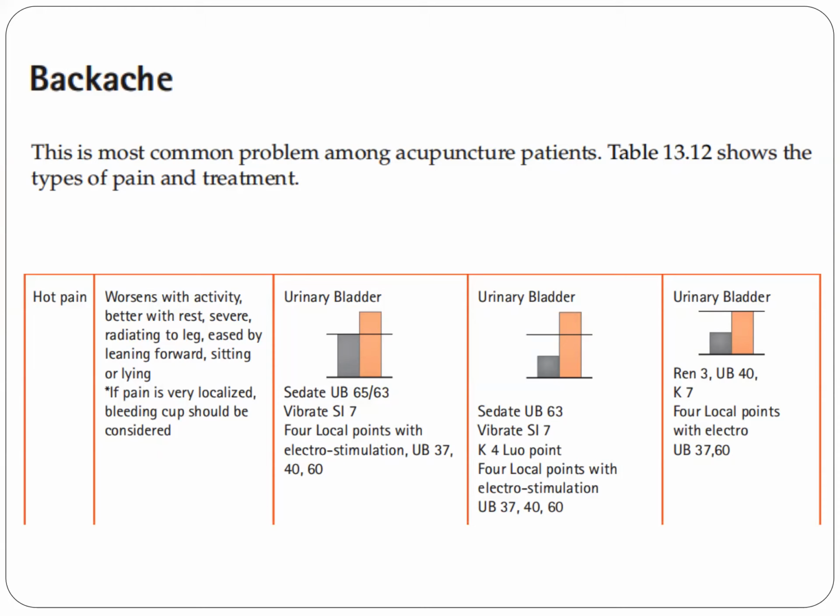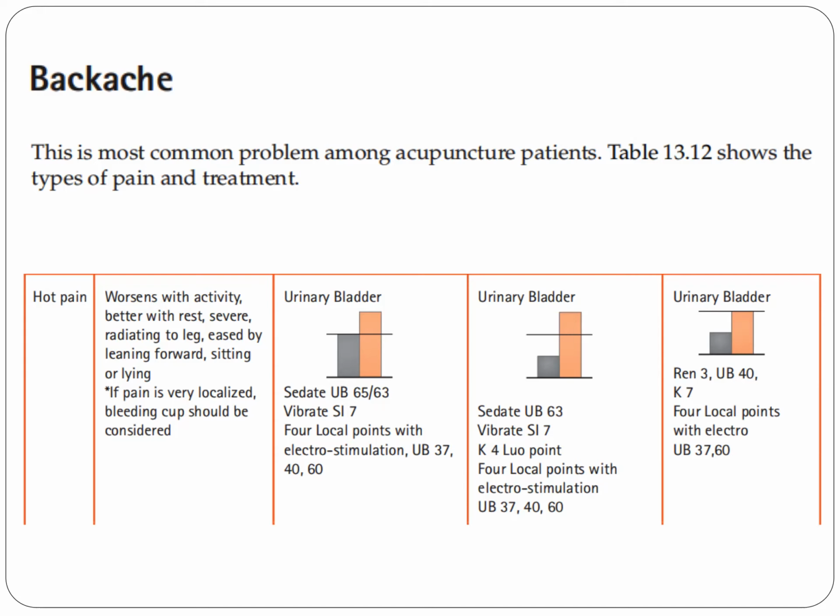the yang of the urinary bladder is quite elevated. So we have to sedate the urinary bladder by using points bladder 65 and 60 or 63. We vibrate SI7, four local points with electrostimulation, bladder 37, 40, and 60.